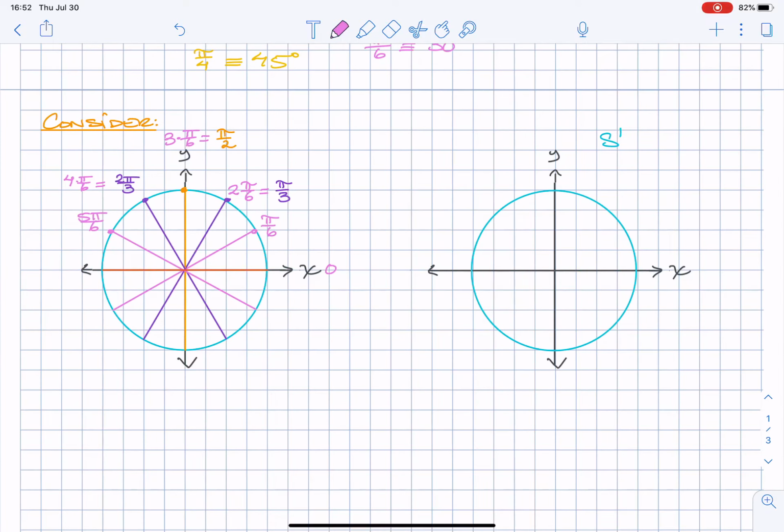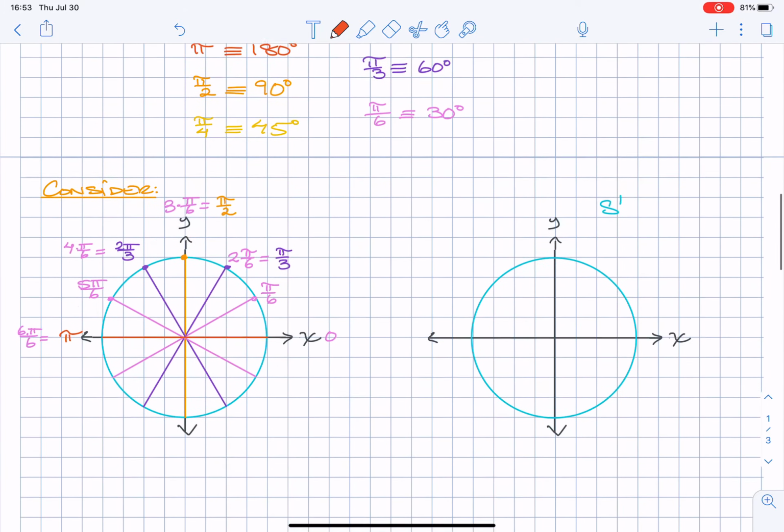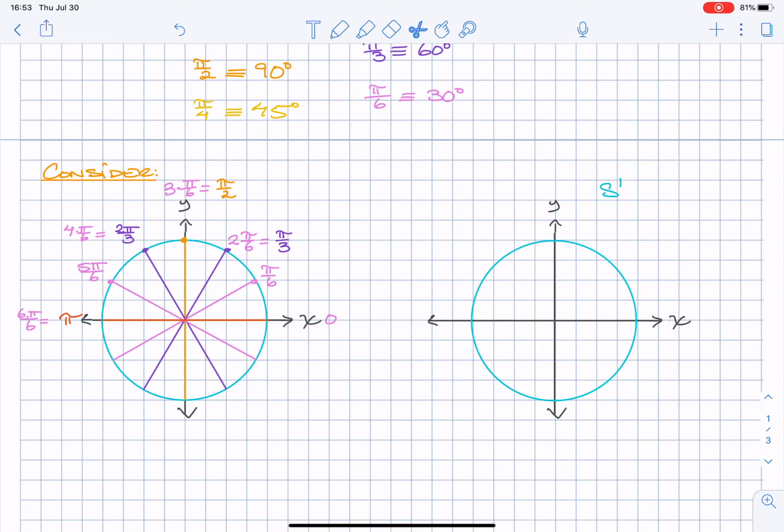So 6 pi over 6. Of course, that reduces to pi, which is exactly what it is. 180 degrees, right? I've gone half a circle. So I'm counting up by pi over 6's here. In fact, let me move this guy a bit so we see that that's at 90.